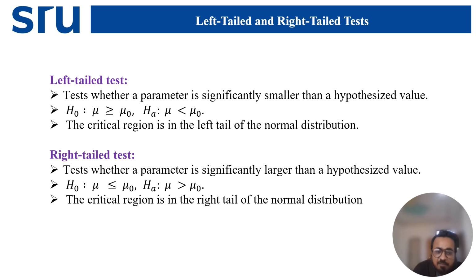And if you test whether a parameter is significantly larger than the hypothesis value, that is, if you take the null hypothesis as mu less than or equal to mu naught, but the alternative hypothesis as mu greater than mu naught, in that situation you can say that this is the right tail test. This is only for the one tail test. It will be either left tail or right tail. Okay. So this is all about the left tail and right tail test.